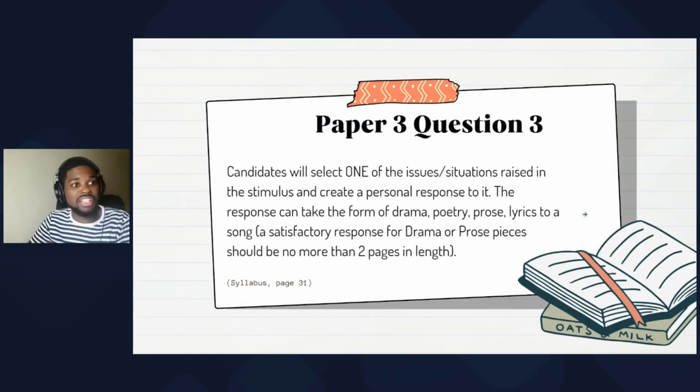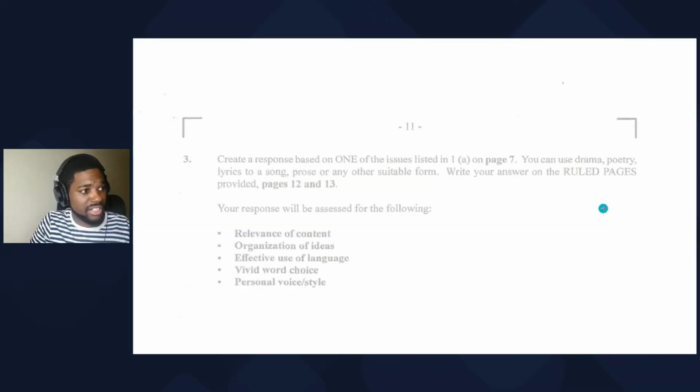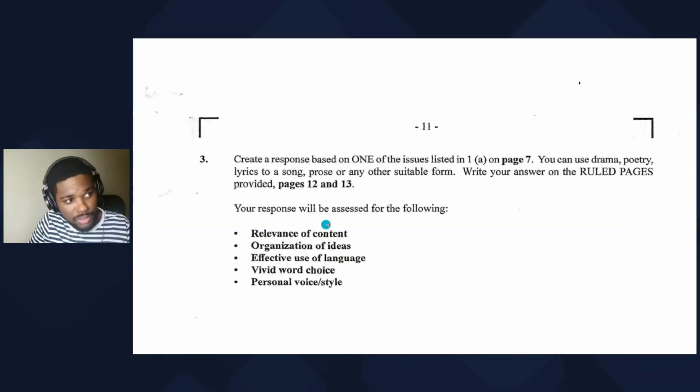And for your final question, you're going to be creating something pretty interesting. So candidates will select one of the issues or situations raised in the stimulus and create a personal response to it. The response can take the form of drama, poetry, prose, lyrics to a song, stuff like that. And here's an example. Your response will be assessed for these things. You can take a screenshot and check it out later. So yeah, private candidates, take note.